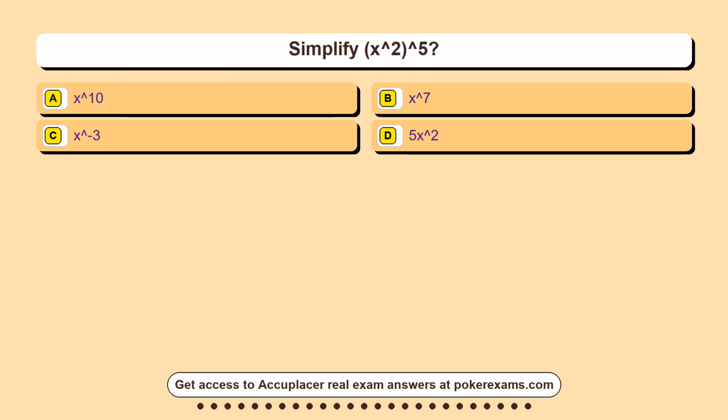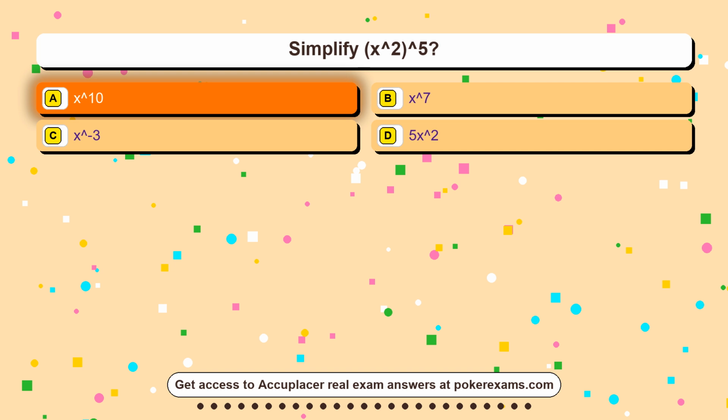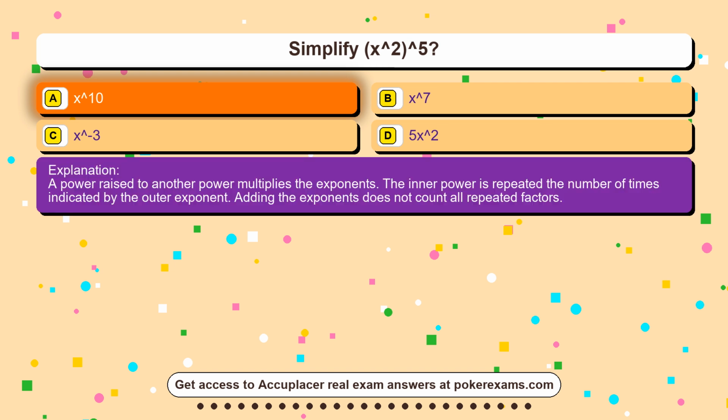Question 15. Simplify (x^2)^5. Option A, x^10. Option B, x^7. Option C, x^-3. Option D, 5x^2. The correct answer is option A, x^10. A power raised to another power multiplies the exponents. The inner power is repeated the number of times indicated by the outer exponent. Adding the exponents does not count all repeated factors.